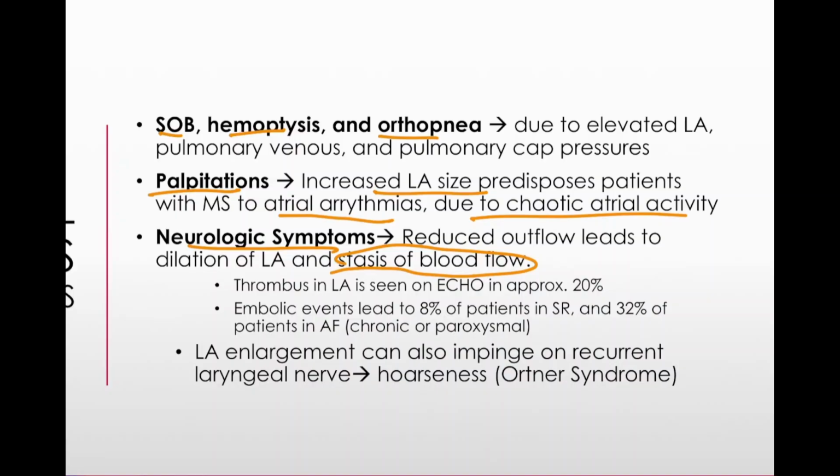When you have atrial problems and the atrium doesn't squeeze very well, blood will get stuck and start to pool in that left atrial appendage. What's going to happen with blood that sits around and doesn't do anything? It's going to clot. Okay? So we get a thrombus, which is a clot, in the left atrium in about 20% of patients.